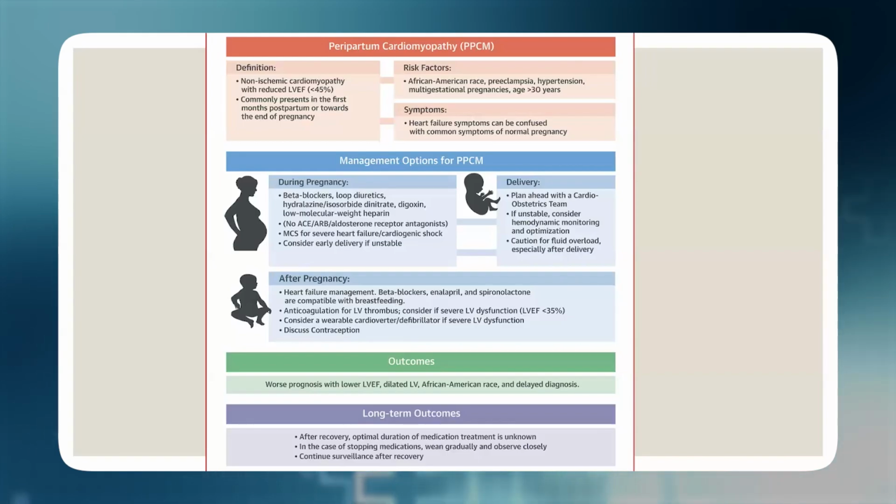Delivery, plan ahead with the cardio-obstetric team. Mostly babies are delivered by cesarean section, but it varies from country to country. There is no fixed guideline on that. After pregnancy: anticoagulation, heart failure management, and discussing contraception.